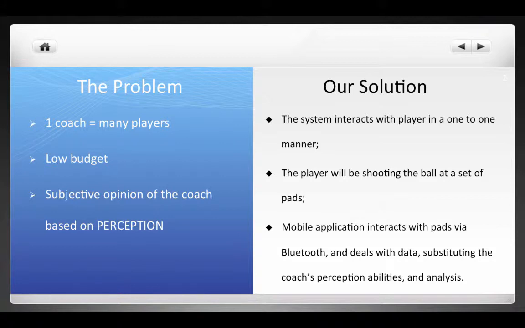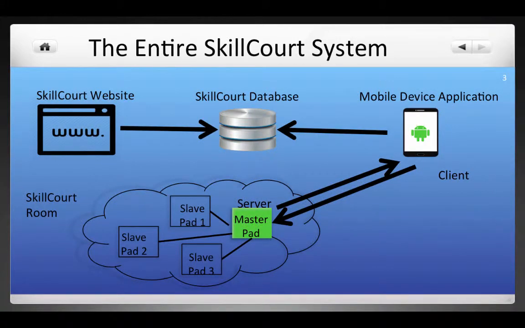So what we are trying to do is to develop a system that will be interacting with the athletes in a one-to-one manner, so that they can practice their skills, improve them, and get reports of how they have been improving over time. So our system consists of a website and a mobile device, which can both update and get information from a database. The website is mainly for both the player and the coach to access their information and also update information about their profiles and the routines they want to play.